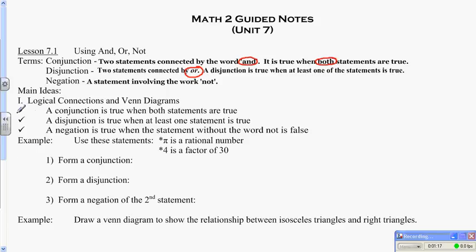Okay, and again, these next three statements here are repetitive of what we just said. Okay, both, at least one.